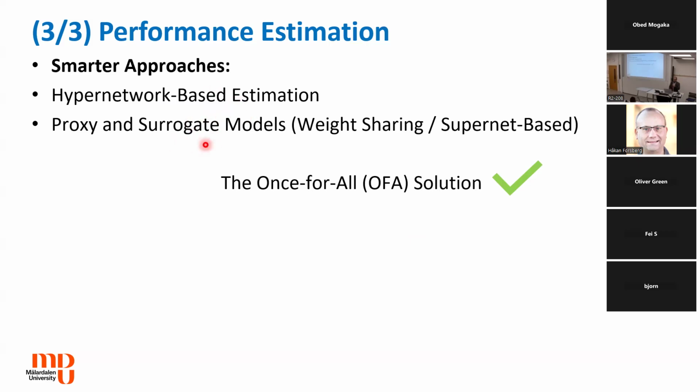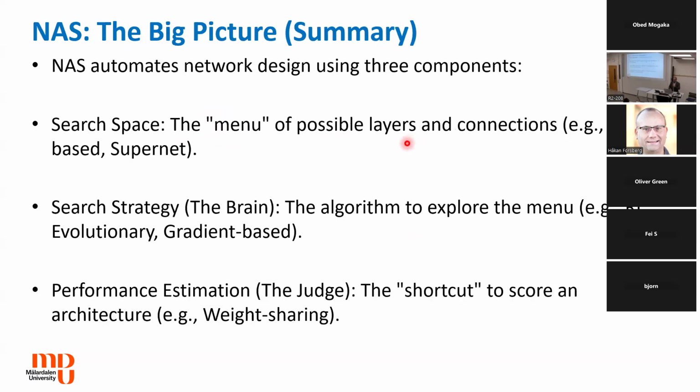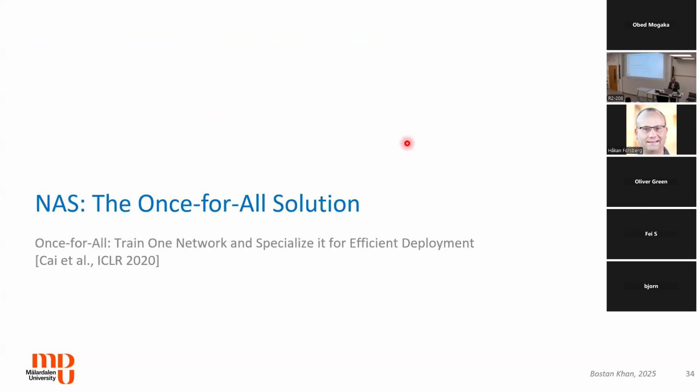And then we have proxy or surrogate models, weight sharing and supernet based. This is the smarter way to do it, and Once for All also used it. But what do we mean by proxy and surrogate models? We'll talk about this in the next section.